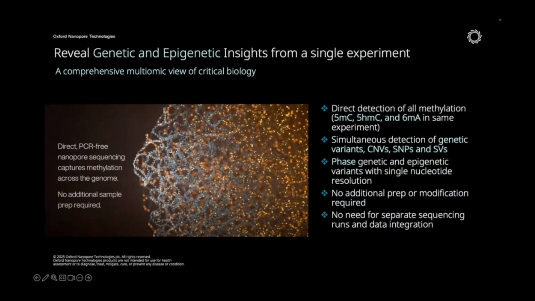In this talk, he'll focus on 5mC for the rest of the webinar, but ONT sequencing can also provide other epigenetic markers like 5hmC, 6mA, as well as modifications of RNA like m6A, all while providing simultaneous detection of genetic variants like CNVs, SNPs, and structural variants, allowing you to phase, with no additional prep or modifications required and no need for a separate sequencing run for data generation.